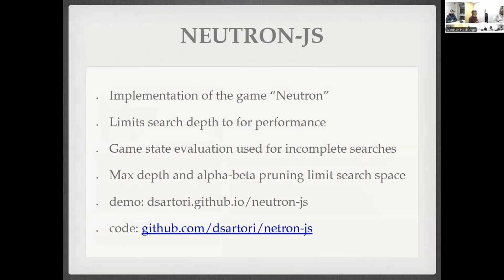Okay, so I have some code for you to look at. The URL is there on the screen, okay? It's spelled wrong though. That's a typo, sorry about that. It's neutron-js, and you can play it. In fact, you can play it in your browser. It's an implementation of the game Neutron. Okay, and that's a combinatorial game with an interesting twist, as I mentioned before.